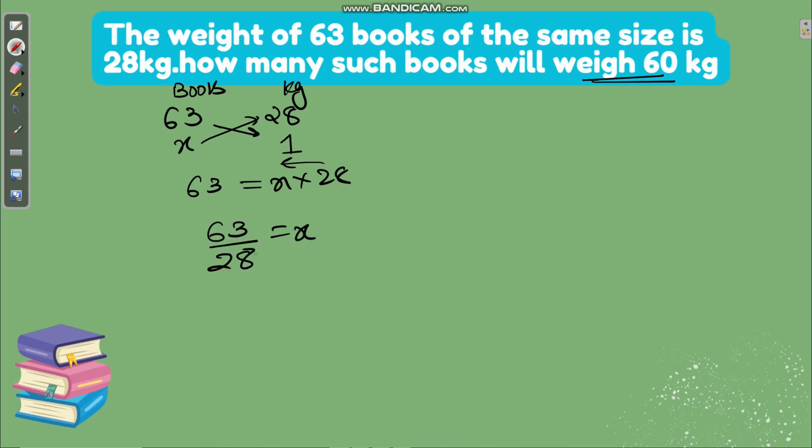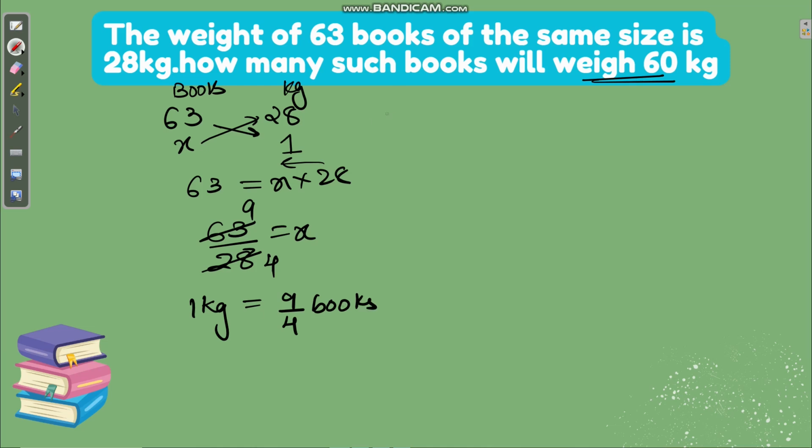The HCF of the two numbers 63 and 28 is 7. If you don't know how to find HCF, there is a video made on how to find the HCF. There are many ways to find HCF. HCF is just the number that's common in both of them, and it's the highest such number. So this divided by 7, this will be 4 and this will be 9. So right now what we have got is 9 by 4. So that is nothing but what? The number of books in 1 kg. So in 1 kg there will be 9 by 4 books.